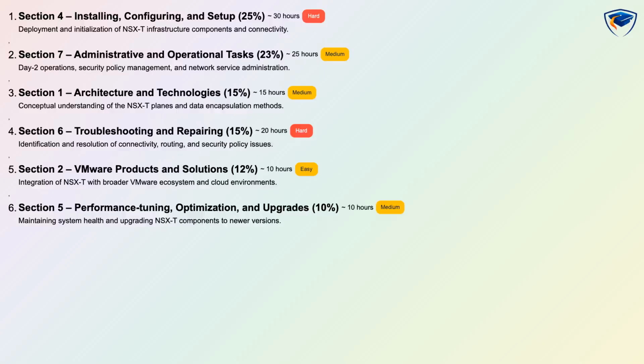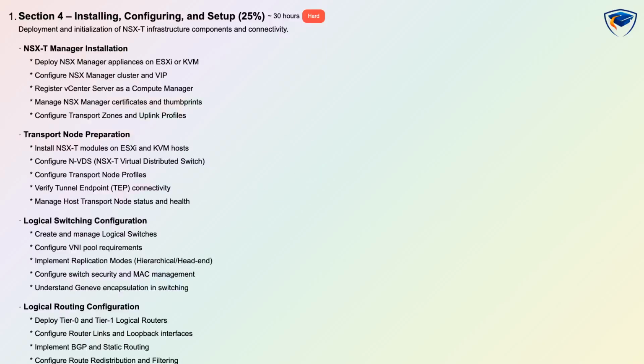Hard, 20 hours. Section 2 VMware Products and Solutions is 12%. Easy, 10 hours. And Section 5 Performance Tuning, Optimization, and Upgrades is 10%. Medium, 10 hours. Section 4 is the largest domain at 25% and is rated hard, with about 30 hours of study and hands-on plus conceptual assessment.